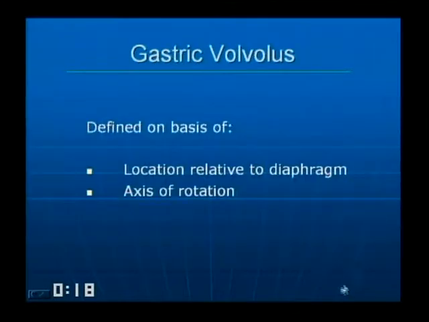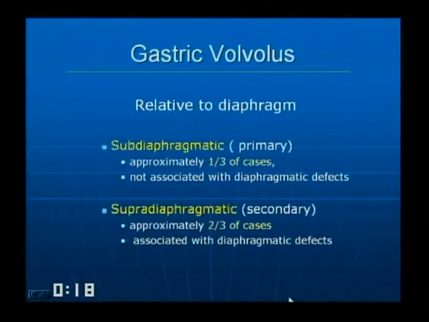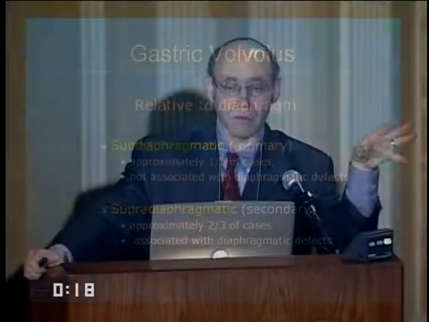Gastric volvulus is defined based on its location relative to the diaphragm and relative to the axis of rotation. So subdiaphragmatic, about 1/3 of the cases, and not associated with diaphragmatic defects. Supradiaphragmatic, 2/3 of the cases, can be associated with diaphragmatic defects. So remember I showed you the CT of the partial intrathoracic stomach. When you get a complete intrathoracic stomach, there's always a mixed volvulus associated with those intrathoracic stomachs.